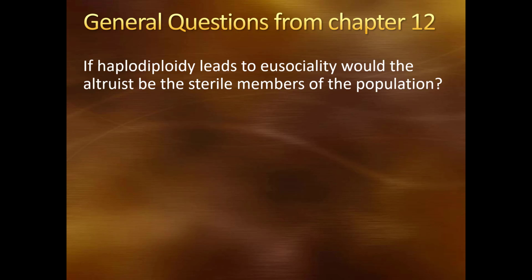If haplodiploidy leads to eusociality, would the altruists be the sterile members of the population? Yes, so the idea there is that individuals that are sterile have given up their chance to reproduce, and so at least initially when this was first discovered, they said that those sterile members were behaving altruistically. Now we know with some of these cases that that's not necessarily truly altruistic, because remember, those workers, since they're 3/4 related to all of those females that are being produced by their mother, they're actually increasing their own fitness, right? They're increasing their genetic contribution by being sterile and helping mom raise their sisters. So we might call it quote unquote altruism, but technically they are not decreasing their fitness. They're probably actually increasing their fitness by helping mom raise sisters.